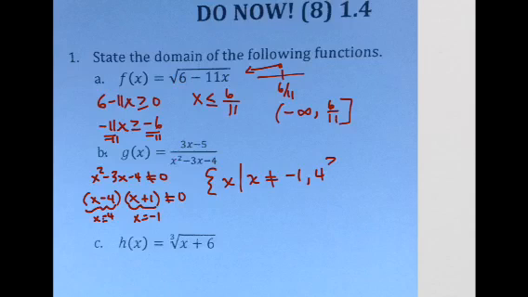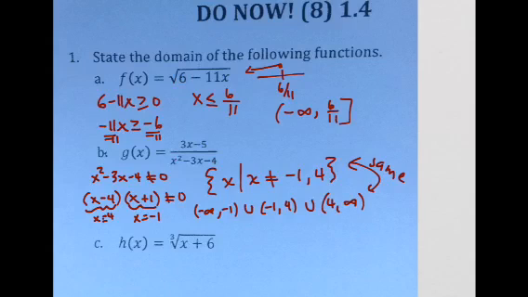Now if you write it in interval notation, it's just a little longer. You would have to say from negative infinity to negative 1, union negative 1 to 4, union 4 to infinity. Okay, so that's the same thing. These two things are saying the same thing. Okay, letter C. You see a radical, but notice that the index is odd. So that means that I can have negatives in here, no problem. So there are no restrictions. The domain for this one is all reals.